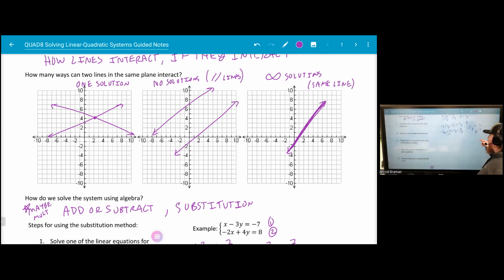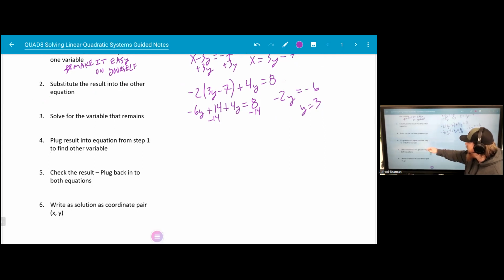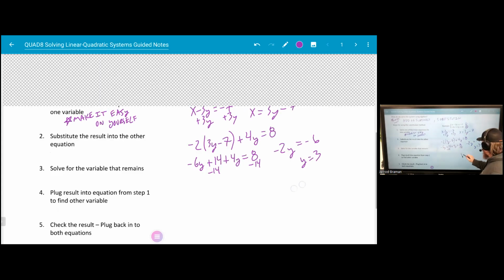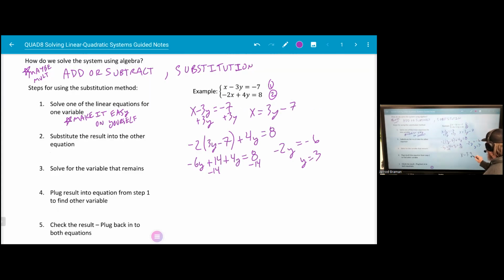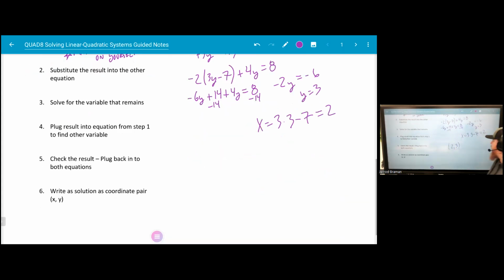So I've got y equals 3, and it says plug the result into the equation from step 1 to find the other variable. Oh, I've got one. x equals 3y minus 7, or x equals 3 times 3 minus 7. 3 times 3 is 9, minus 7 is 2. These lines cross when x is 2 and when y is 3. This is my solution. I'm pretty sure it is, and I can check this.